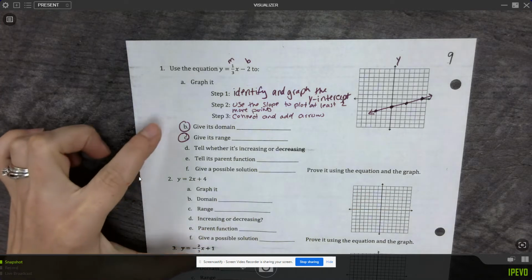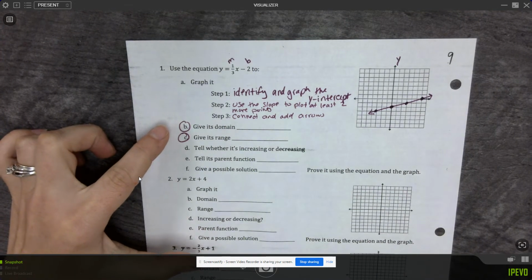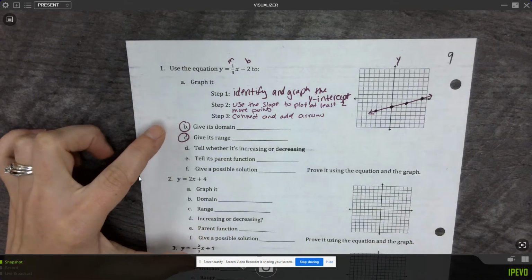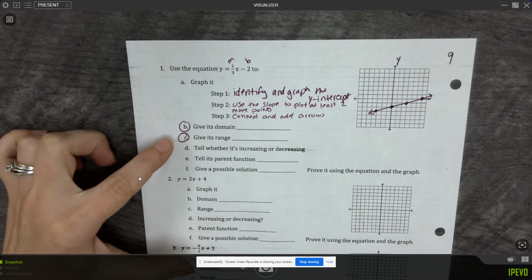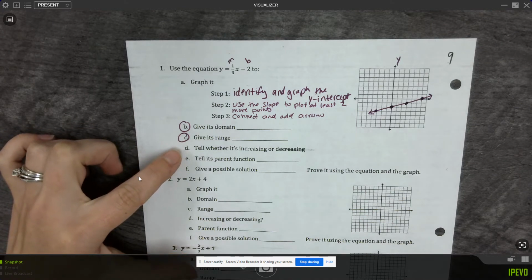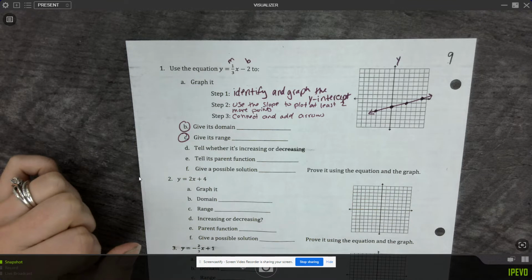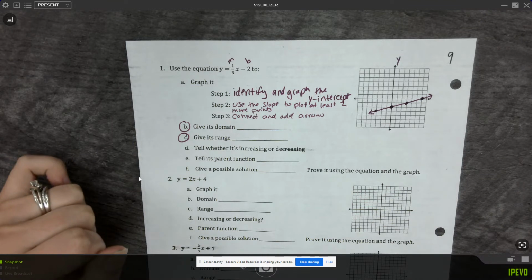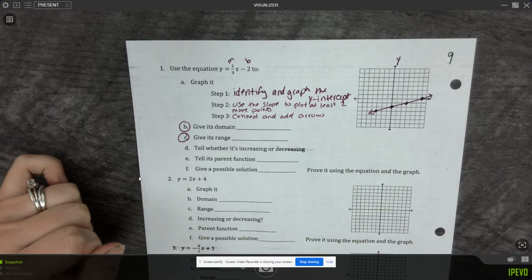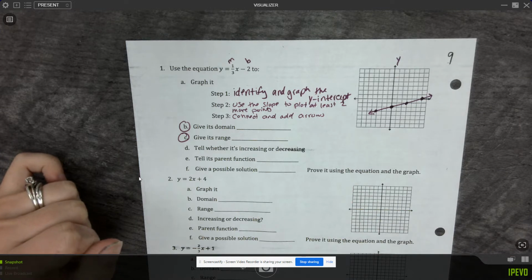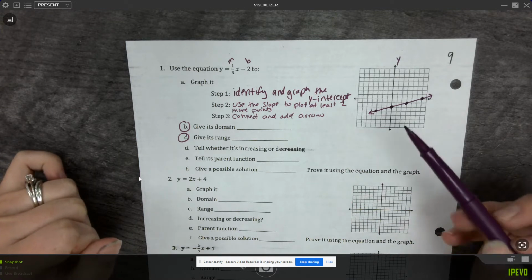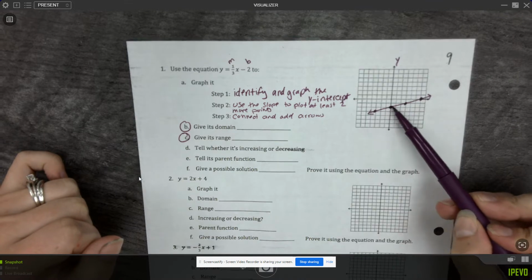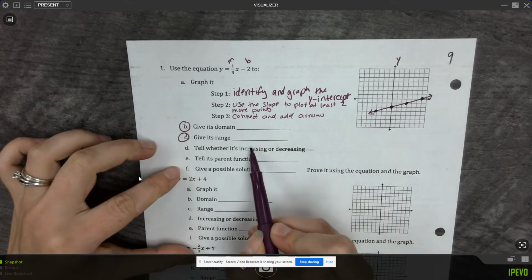All right, you should have B and C filled in. You should have talked with Mrs. Mullen to fill in B and C. Part D, is it increasing or decreasing? Look at your line. Is your line increasing or decreasing? Remember from Unit 4, when you read a graph, you read it left to right. Left to right, it's increasing.